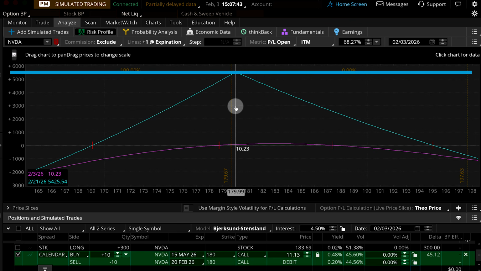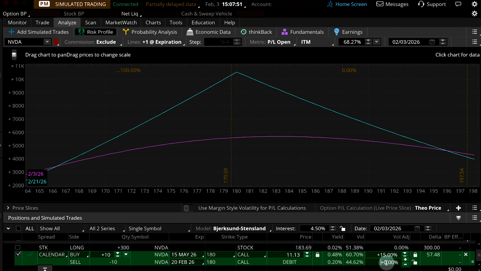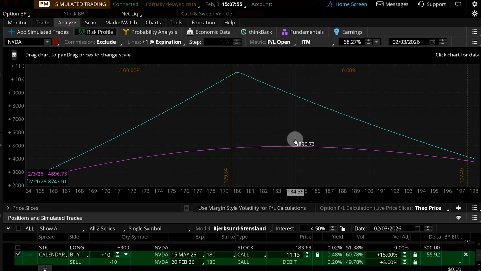Let's say we now adjust the volatility and we increase the long leg 15% and increase our short-term leg about 5%. And we can see here that drastically increases our profit potential.